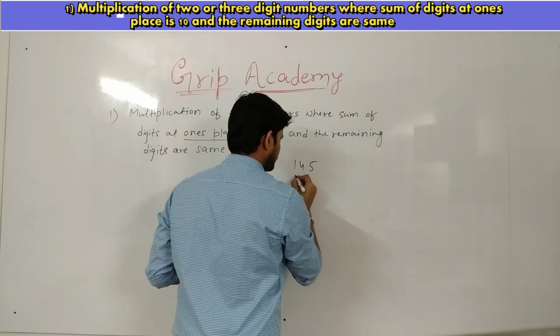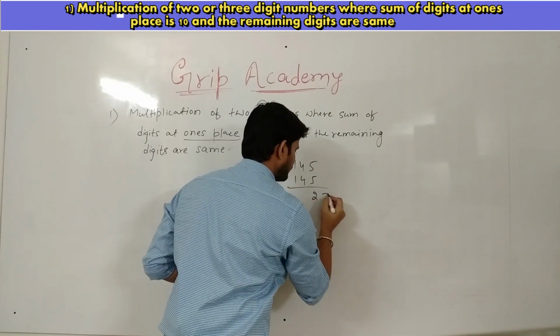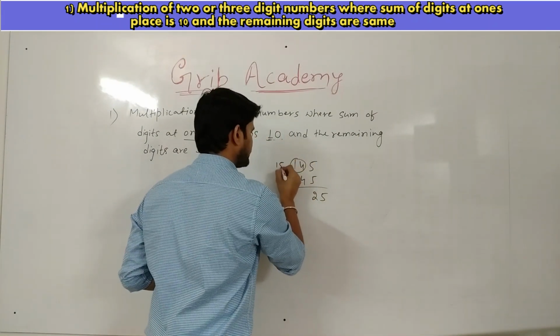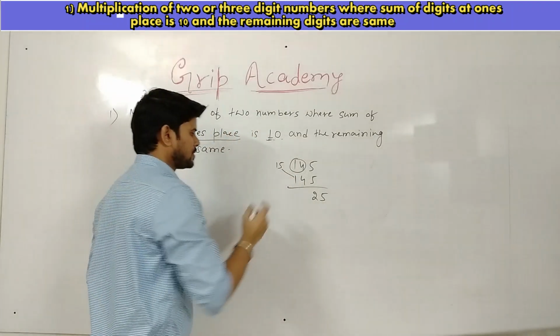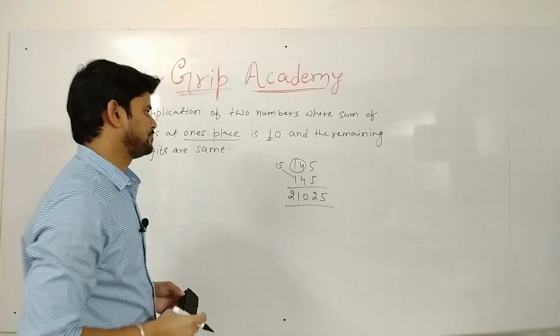Okay, so take another example. Consider we have to find the square of 145. So 5 into 5 is how much? 25, and 14 will become 15, and 15 into 14 is how much? 210. So the answer will be 21025.